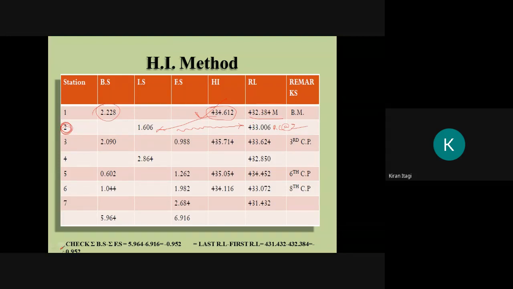Okay, now we want the RL at station 3. What will we do? Height of the instrument, that is 434.612, minus 0.988. How much are you getting? You are getting 433.624. Okay, one second.